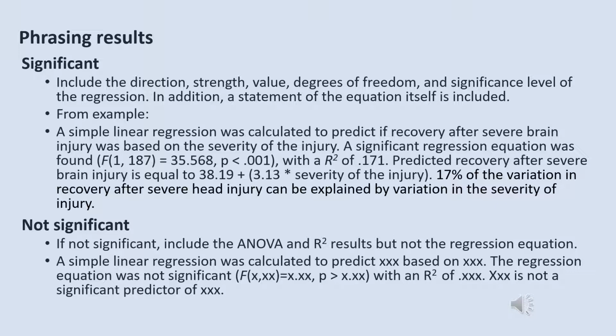Now, not only should you use this type of wording or something very similar when you're reporting your results, but this is something you should look for in the various papers you're analyzing and evaluating for your evidence-based practice. So if it is not significant, you want to still include the ANOVA and the R-squared results, but not the regression equation. And here's an example.